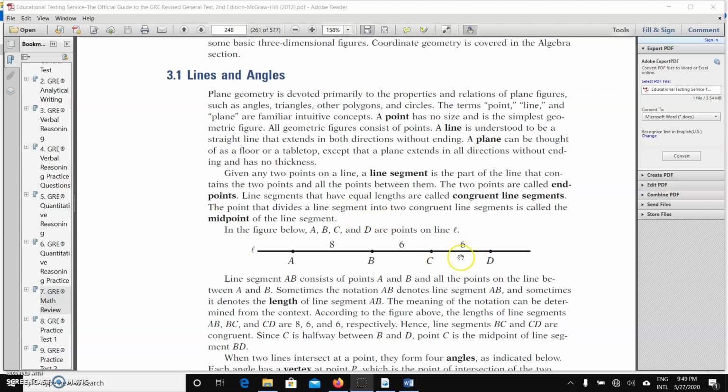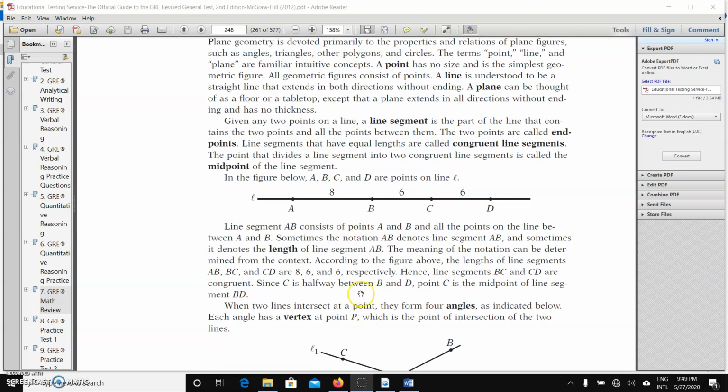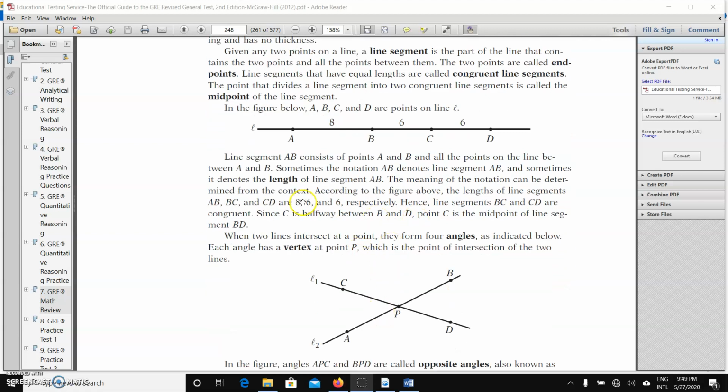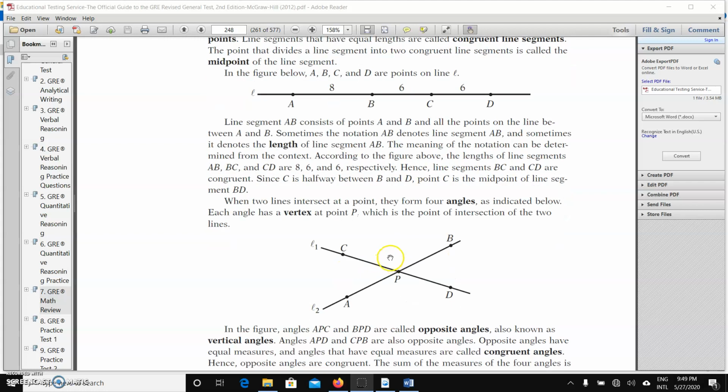This is a line. Then midpoint too. C is the midpoint between B and D. So by the time you read through all this, you get the sense of what they're talking about. Now, these are the things I want to actually tell you.